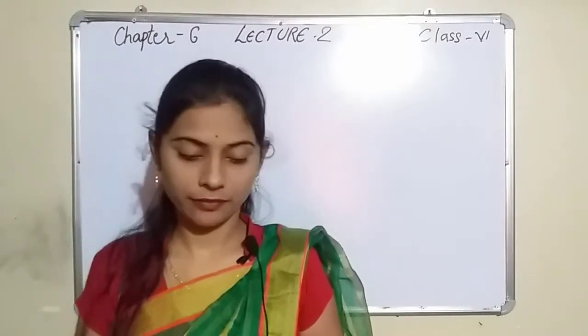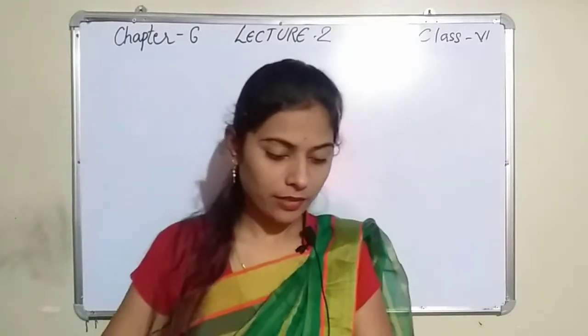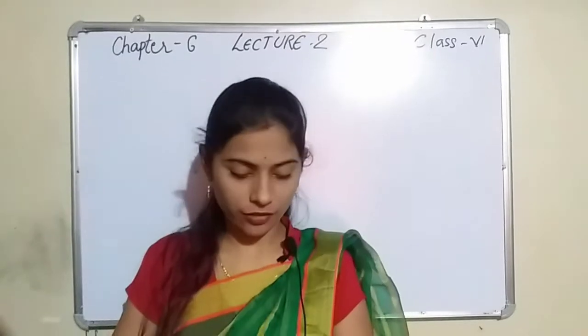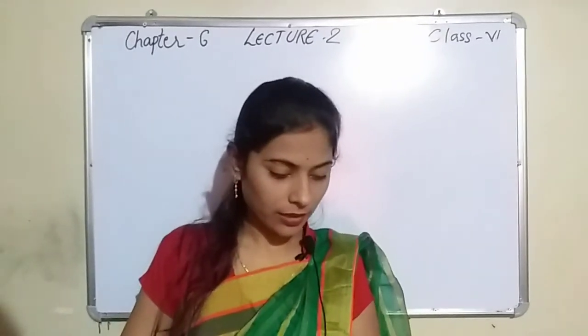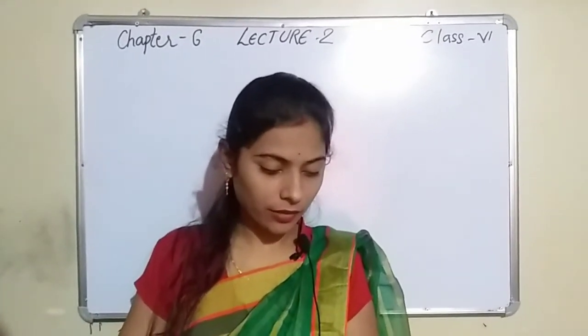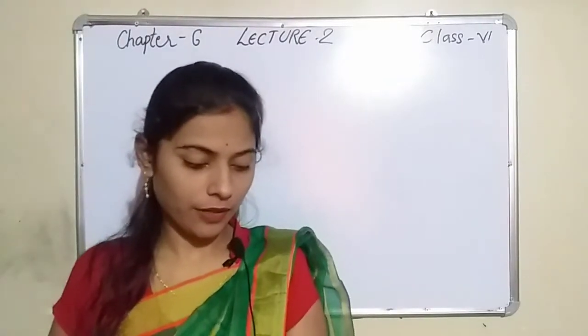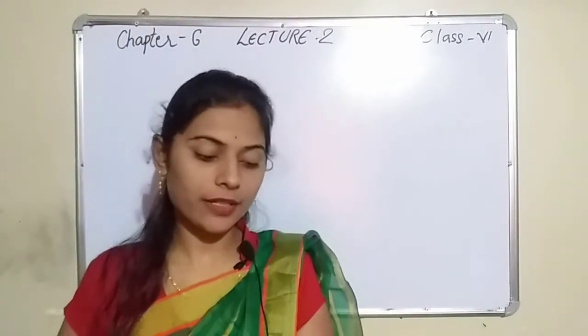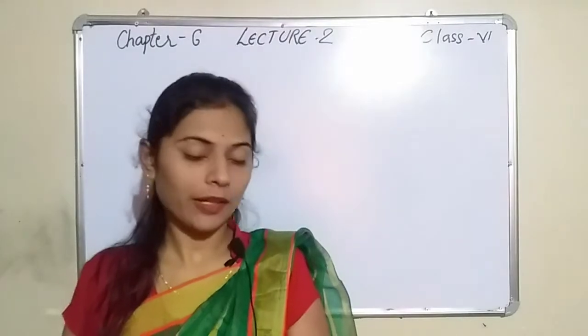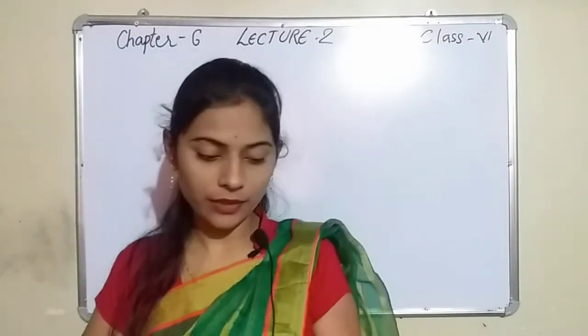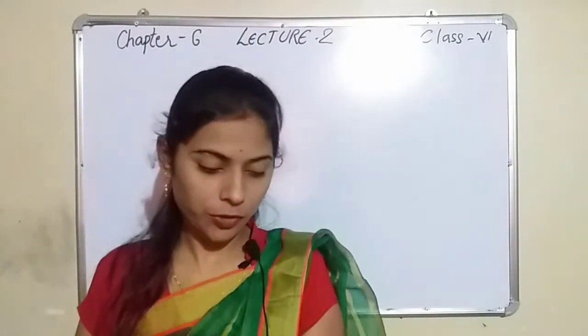Good morning everyone. Today we are starting one new topic, equivalent fractions. In this, three columns are given. In the first one, one is shaded and one is unshaded. So out of two, only one is shaded, so it is 1 by 2.